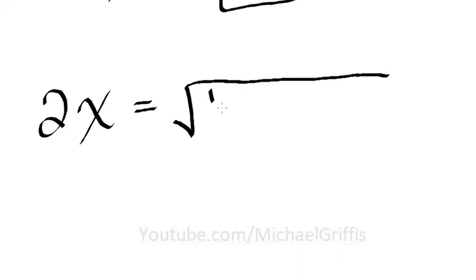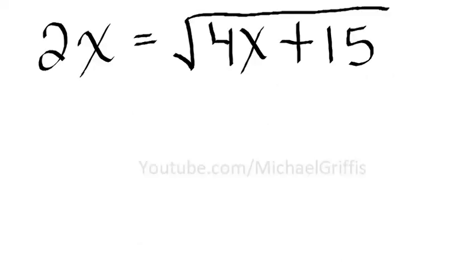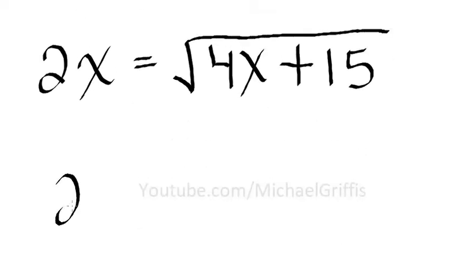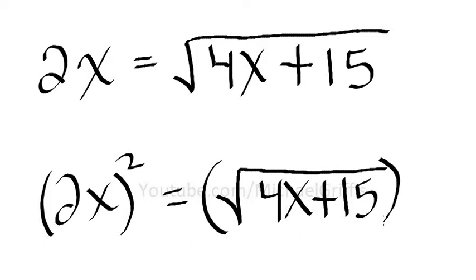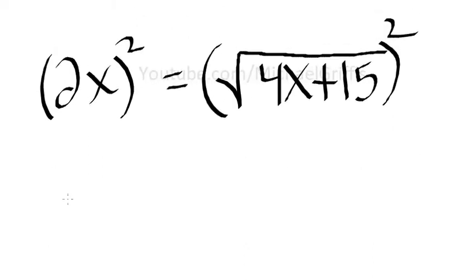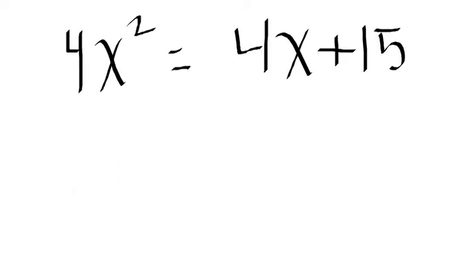2x is equal to the square root of 4x plus 15. Okay, to get rid of this radical, we need to square it. So that means that we're going to square both sides. You can't just square one side, you got to square both sides. And now we're left with 4x squared is equal to, the radical falls out.